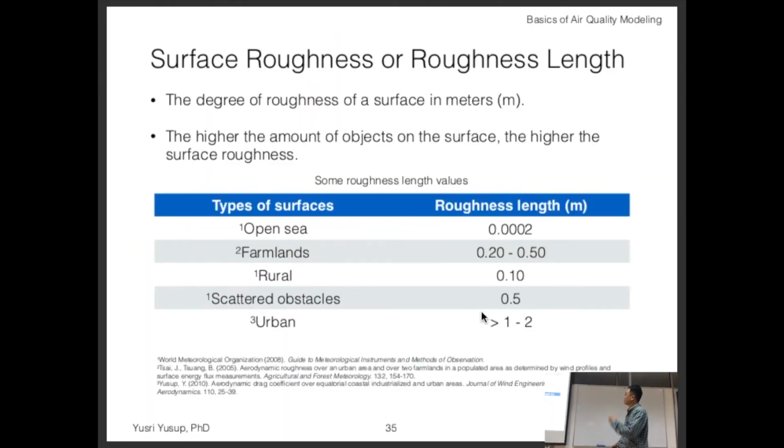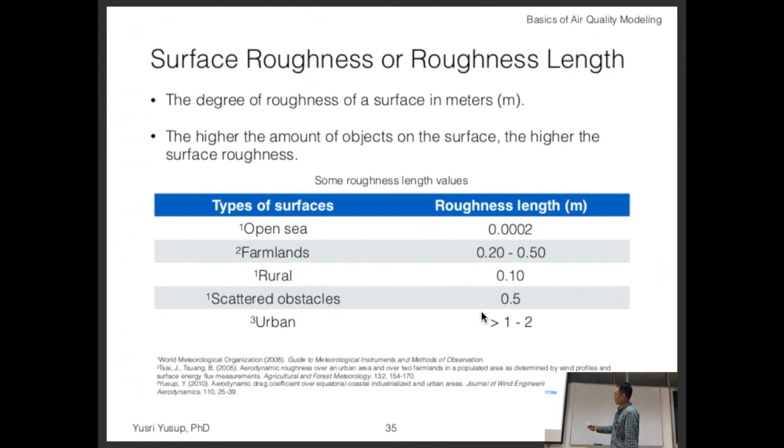Okay. Now surface roughness or roughness length, they're the same. It is the degree of roughness of a surface in meters. It's just the height, quite simply. So the higher the amount of objects on the surface, the higher the surface roughness. If there are more obstructions on the surface, more buildings, trees, and so on, of course the surface roughness of that surface will be higher. That would be obvious in the length of this roughness length.